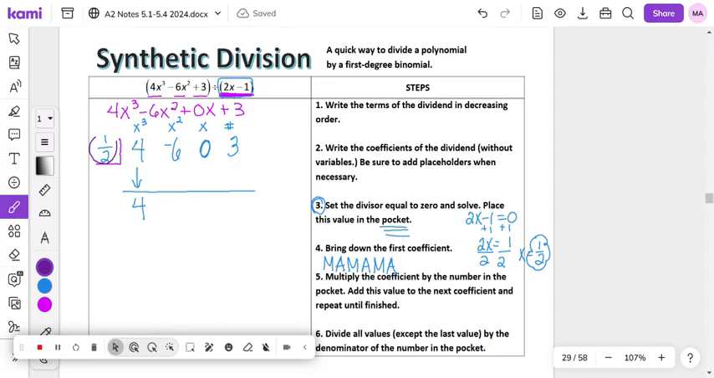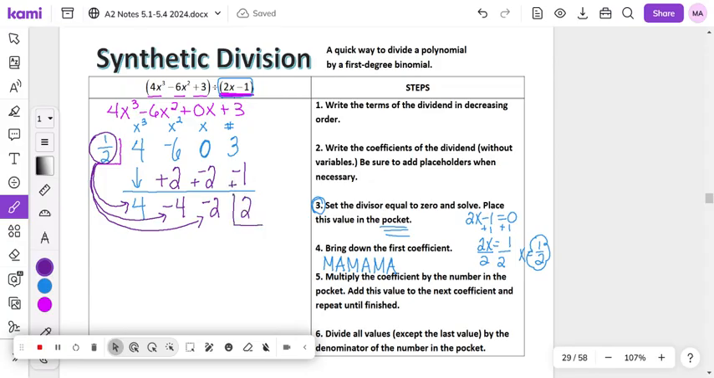We're going to take the number in the pocket, 1/2, multiply it by the value here, 4. Half of 4 is 2, and now add. So we add the negative 6 and the 2, and we get negative 4. And now we do it again. Multiply, 1/2 times negative 4 is negative 2. Add down, we get negative 2. Do it again. Multiply 1/2 times negative 2, we get negative 1. Add those down, we get 2.